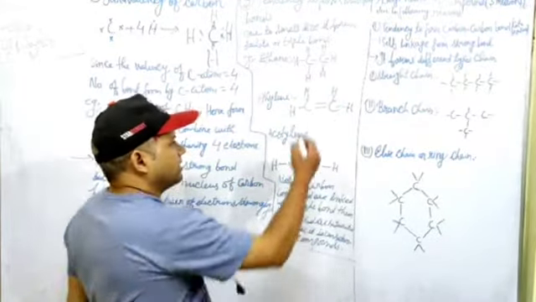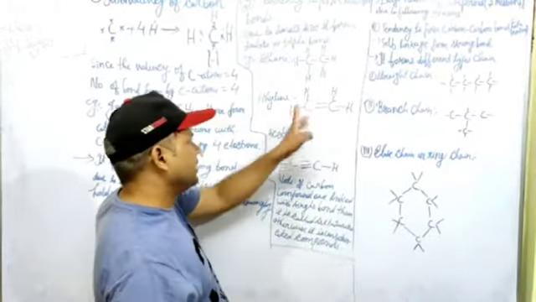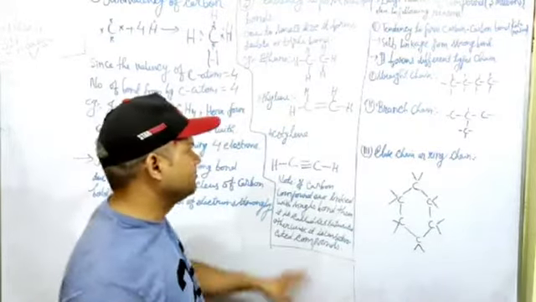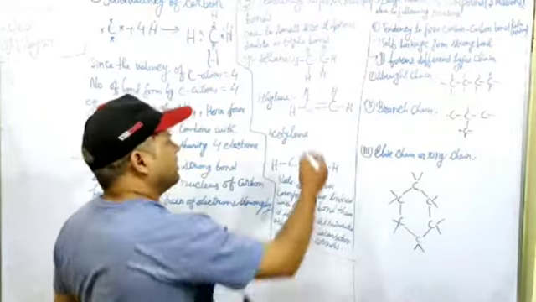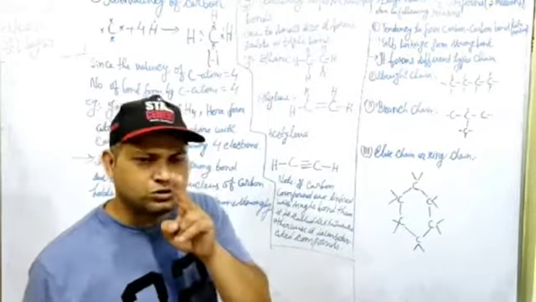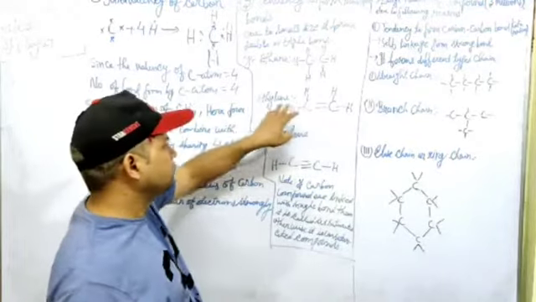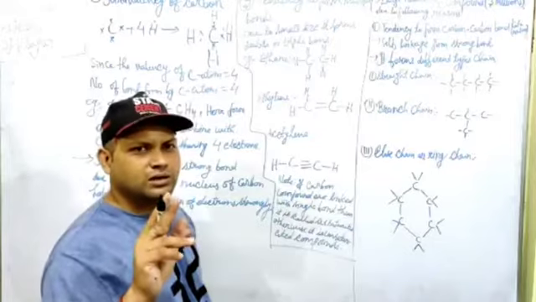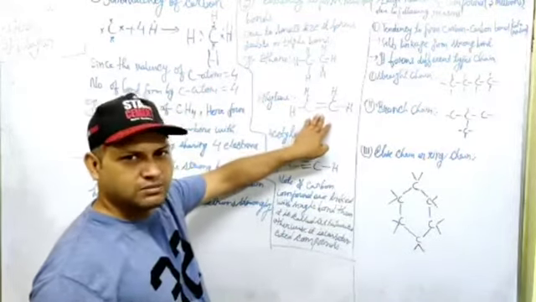But here, two electrons are shared between carbon and carbon atoms, and one electron is shared with two hydrogen atoms. Here you can see in this structural formula, between carbon and carbon atoms two electrons are shared. That's why a double bond is formed. So ethylene forms by the sharing of two electrons between carbon atoms. That's why it forms double bonds.